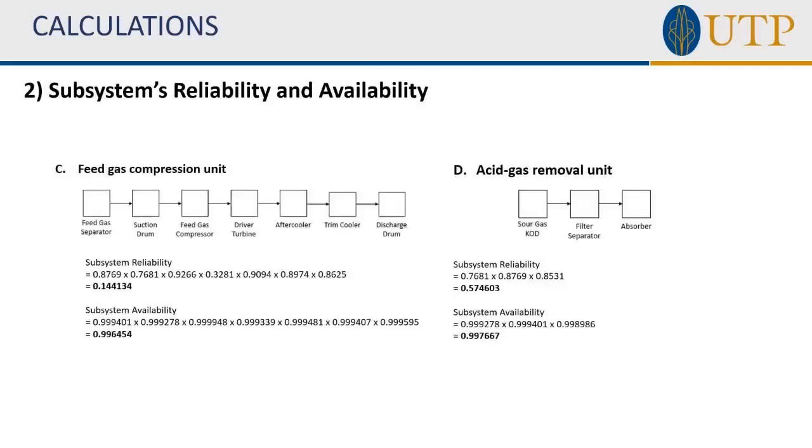Moving on to the third and fourth subsystems, which are the feed gas compression unit and the acid gas removal unit. For these two subsystems, they are both in series connection as well. That's why the feed gas compression unit has much lower reliability than the acid gas removal unit, as it has more number of components.